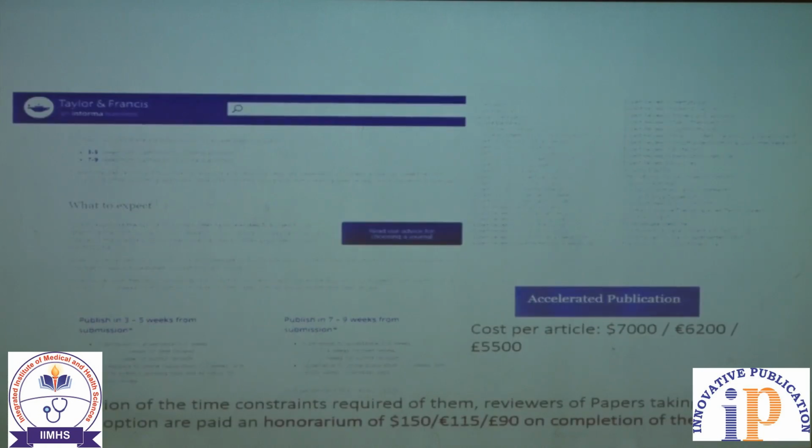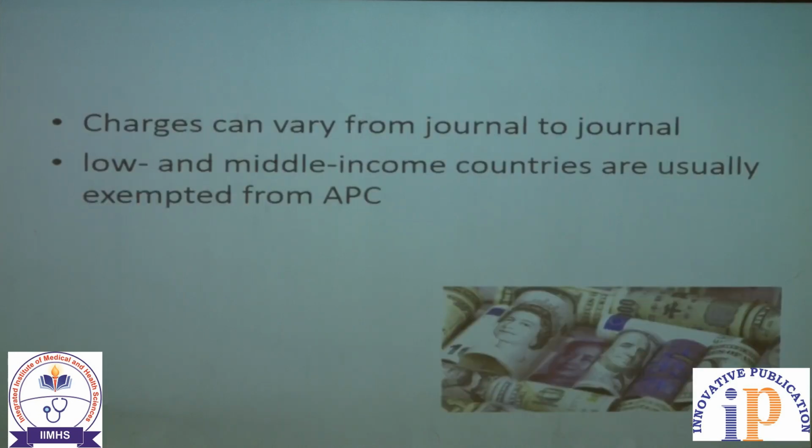So recently, Informa Taylor Sciences has started giving honorarium to the reviewers, and they have listed more than 40 journals so that they can speed up the process of publication, and they named it accelerated publication. They charge very high, but also pay honorarium to the reviewers. But the charges vary from journal to journal. They can range from 1,000 rupees to $1,000.